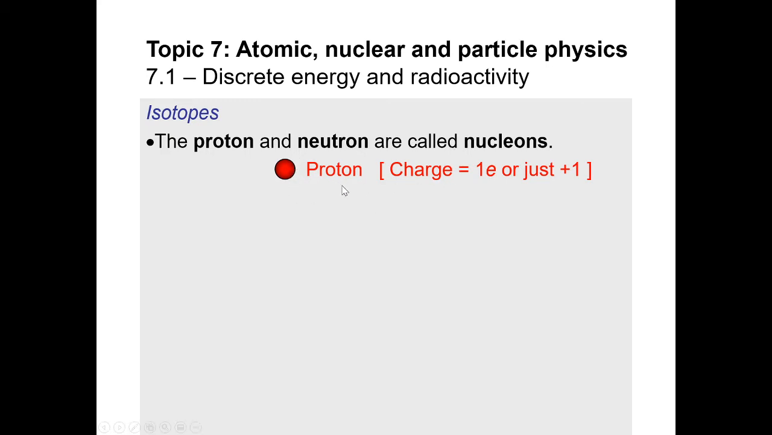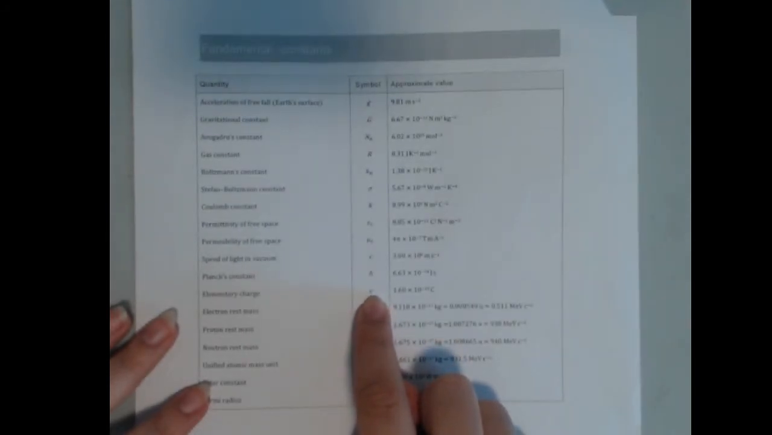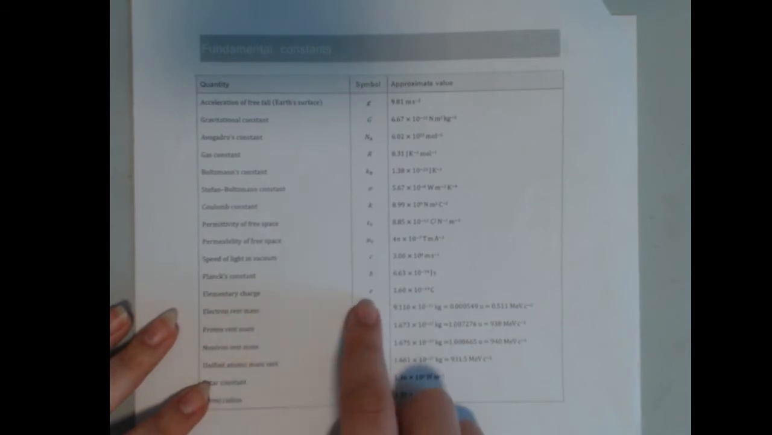So the charge of a proton is 1e. What does the e stand for? e is sometimes referred to as the elementary charge, and sometimes it's called the electronic charge. So I'm just going to quickly switch screens again. In your data booklet, on the table of constants, if you go all the way down just past the halfway point, there's a lowercase e, and it is referred to as the elementary charge.